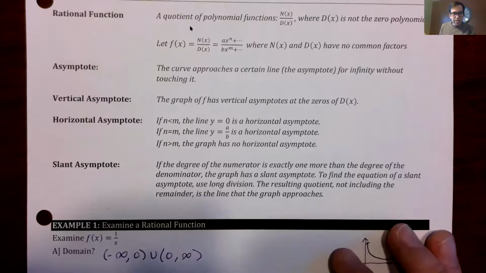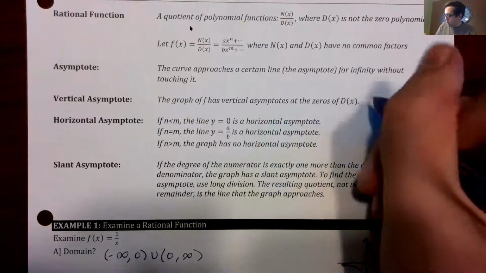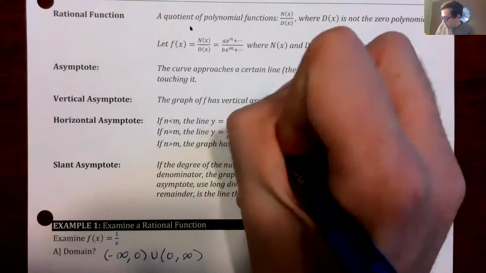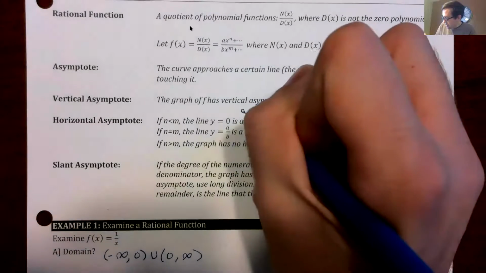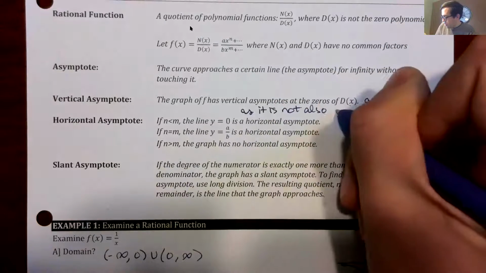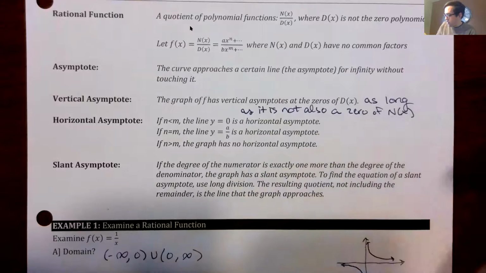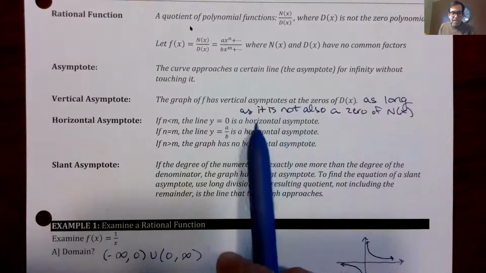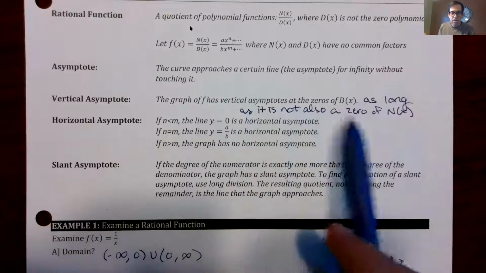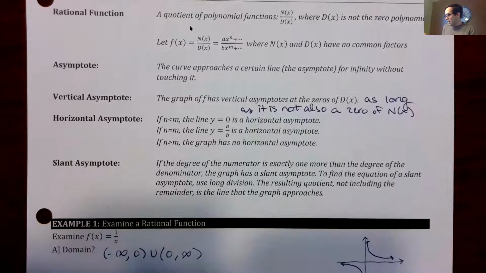And so what we need to think about here is the vertical asymptote. It's the zeros of d of x as long as it is not also a zero of the numerator. So let's add that into our definition here. The graph has vertical asymptotes at the zeros of the denominator as long as it's not also a zero of the numerator. And we're going to apply that down here in letter A.